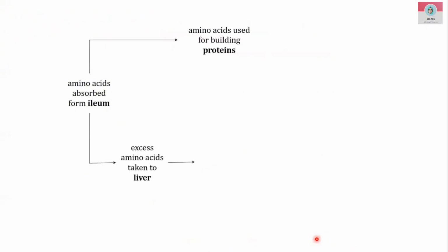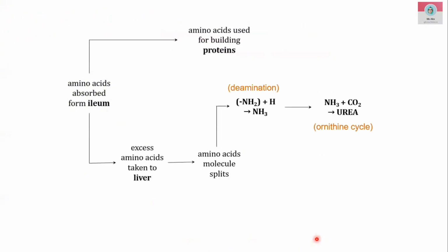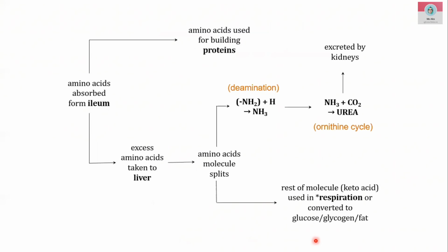So this is a summary of how deamination occurs. Recapping, I'm pretty sure you would be able to remember that amino acids are absorbed in the ileum, and you do know what the uses of amino acids are. Basically, they are the monomers for proteins, and proteins are important for many different functions as well.